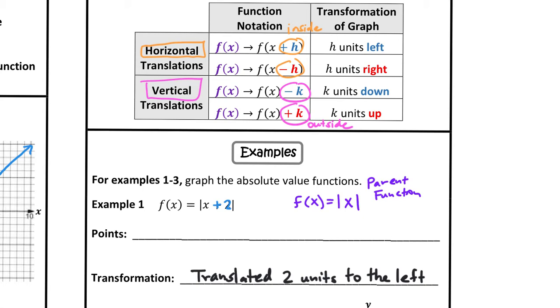And then points, we can plug in points. What do you want to put as an input here? We can plug in 0. Right? If x is 0, so if my input is 0, then what's my output here? What's 0 plus 2? 2. Absolute value of 2? 2. So that's 1 point.